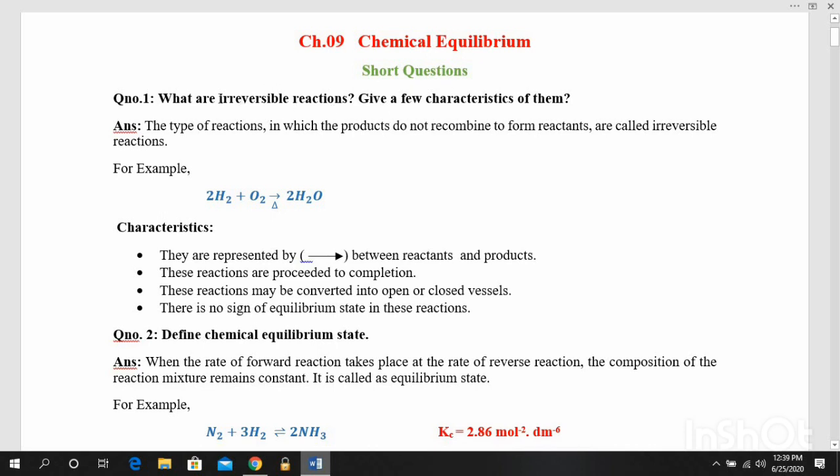So we all know that in irreversible reactions, the products do not recombine to form the reactants. You can see the example: hydrogen combined with oxygen to give water molecule. This is a type of irreversible reaction. If we see the characteristics, these are quite simple.